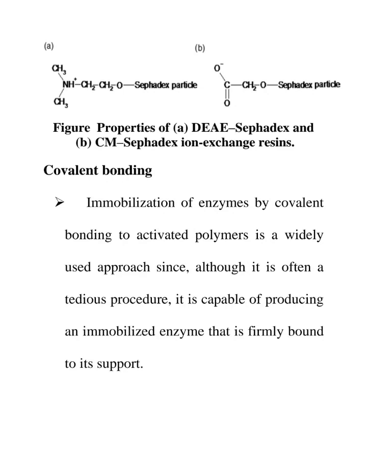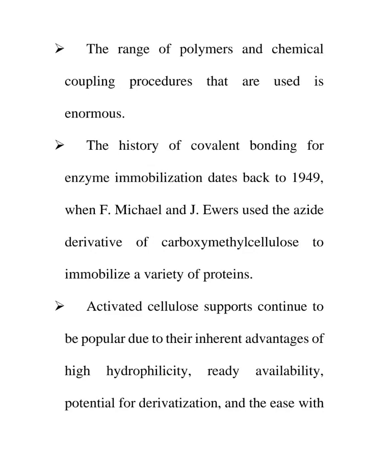In continuation to the previous lecture, today we will start covalent bonding for enzyme immobilization. Immobilization of enzymes by covalent bonding to activated polymers is a widely used approach. It is often a tedious procedure. It is capable of producing an immobilized enzyme that is firmly bound to its support. The range of polymers and chemical coupling procedures that are used is enormous.